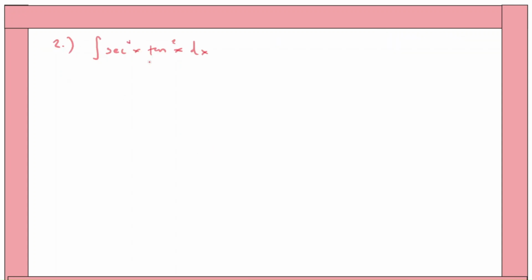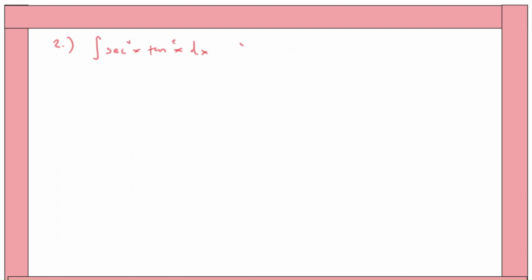Welcome back. We're going to be doing a similar problem, but this time with secants and tangents. You usually will only see secants and tangents, sines and cosines for trig integral problems. We're going to approach it in a very similar way, except we have to better keep in mind the derivatives of tangent and secant.